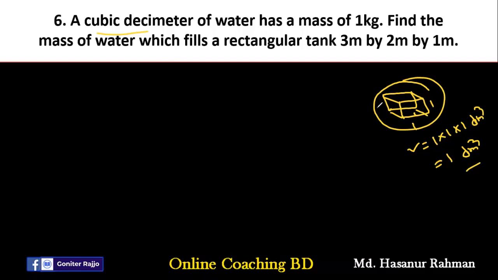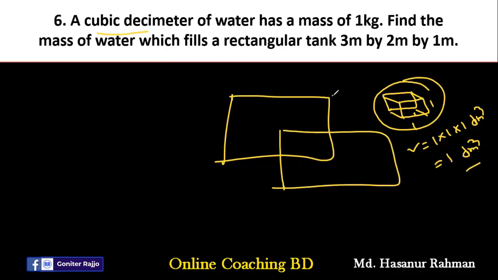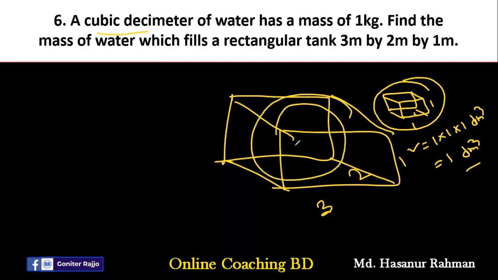Now, the question asks you to find the mass of water which fills a rectangular tank that is 3 meter by 2 meter by 1 meter. So now we have a rectangular tank, 3 meter, 2 meter, 1 meter. If 1 decimeter cube of water has a mass of 1 kg, what is the mass of the total water of this rectangular tank? And what is the measurement of this tank? 3 by 2 by 1. How can you solve it?